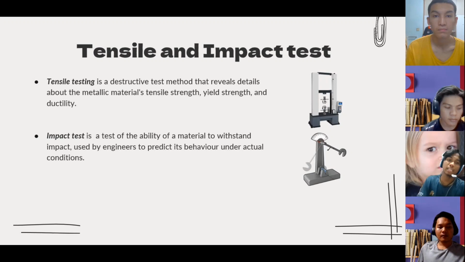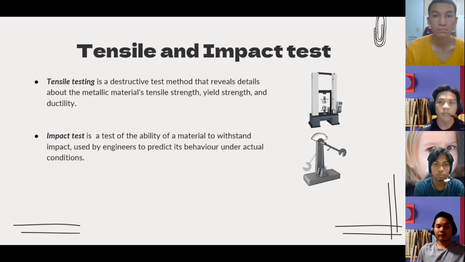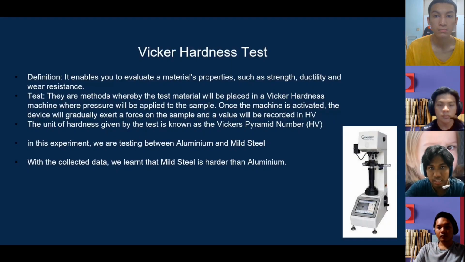So the impact testing is a test of the ability of a material to withstand impact, used by engineers to predict its behavior under actual conditions. For the impact testing, we are going to use the Charpy impact test, which involves a pendulum. For the next one, the Vickers hardness test, I'm going to pass to Iqbal.